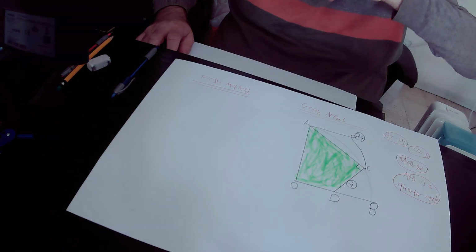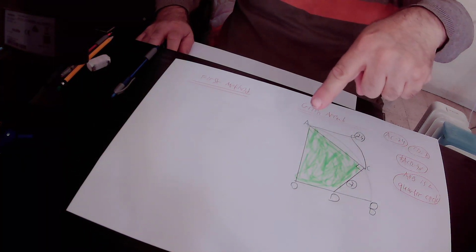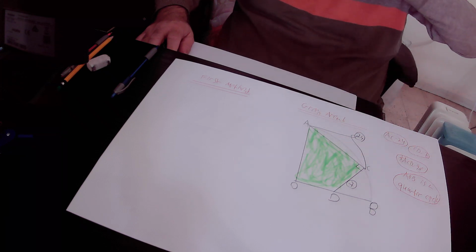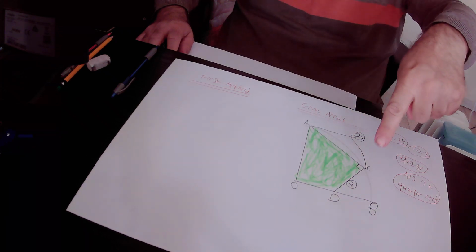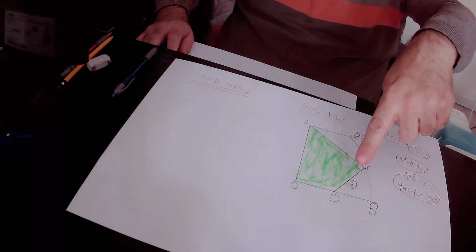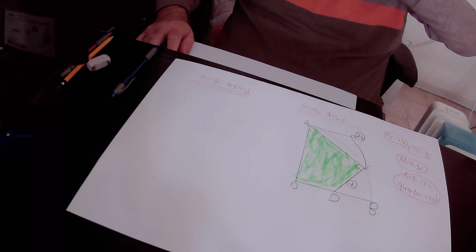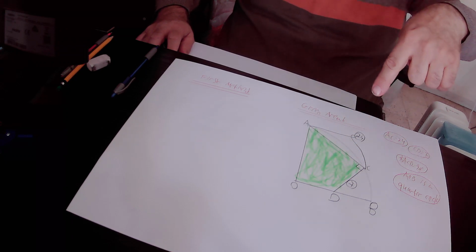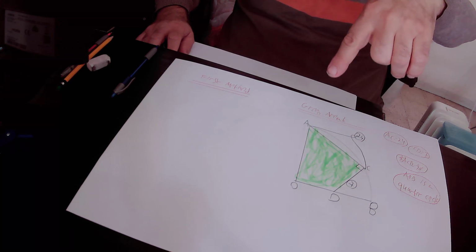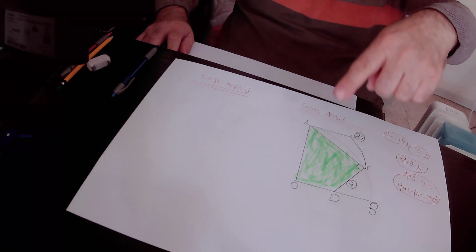Now, in this lecture, you'll find out the area of the green shape using two different methods. In the drawing, we have a quarter circle. AOB is a quarter circle. Inside this quarter circle, we have quadrilateral ACDO. And we have to find out the area of the green quadrilateral AODC.